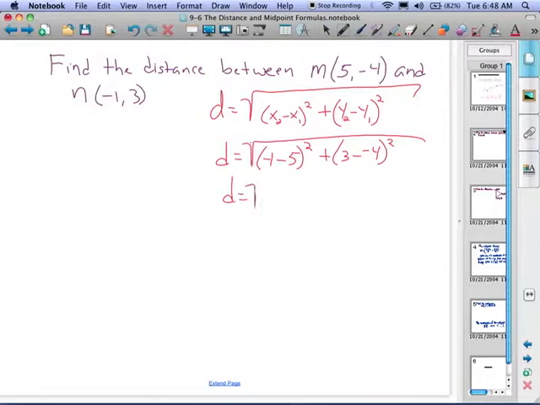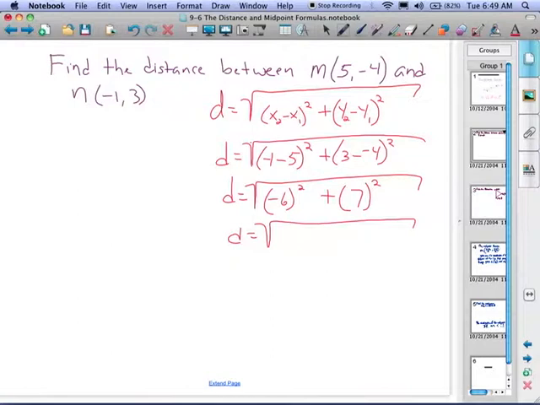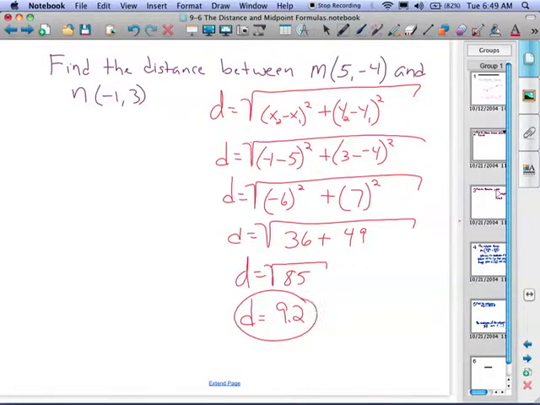Again, simplifying things just a bit. -1 minus 5 is going to be -6 squared plus, and 3 minus -4 is going to be 7 squared. Simplifying things yet again, -6 squared gives us 36, and 7 squared is 49. When we add those together, we get 85. So the distance between points M and N is the square root of 85. And we're actually going to use a calculator to get an answer. And it's about 9.2 units between points M and N.